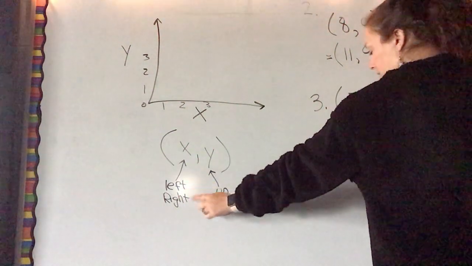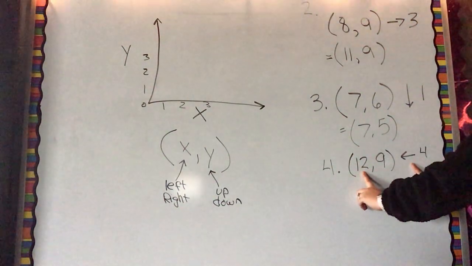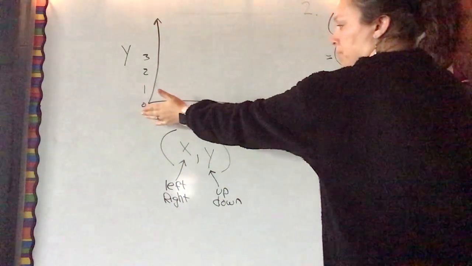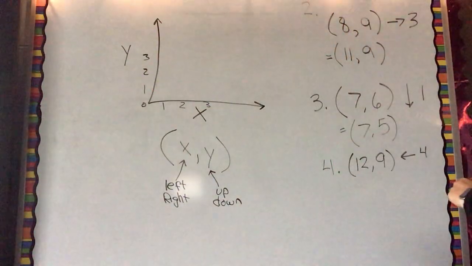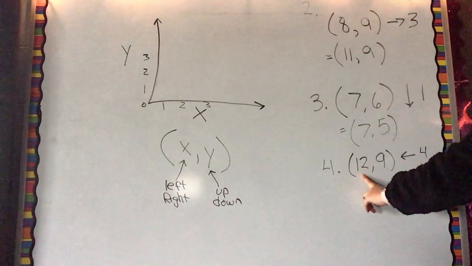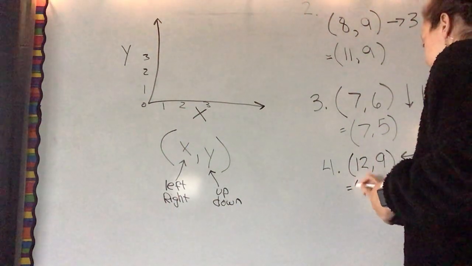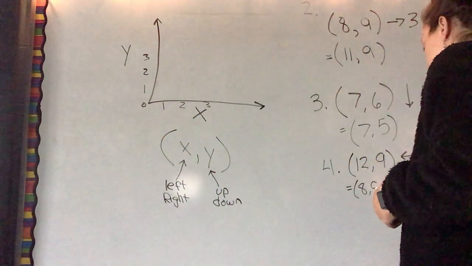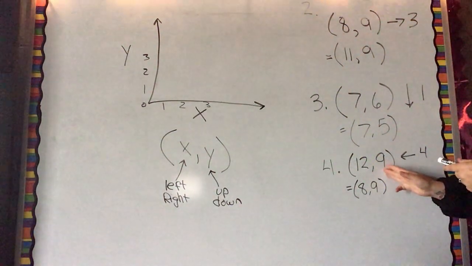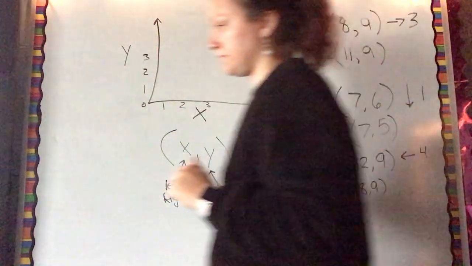Very good. X's go left and right. So I'm working with my 12. And it says I'm going to the left. So if I start over here and I move left, do my numbers get bigger or smaller? Smaller. So I need to do 12 plus 4 or 12 minus 4? 12 minus 4. We're getting smaller. What is 12 minus 4? 8. Very good. My other coordinate, my Y, stays the same, unless it gives me other directions.